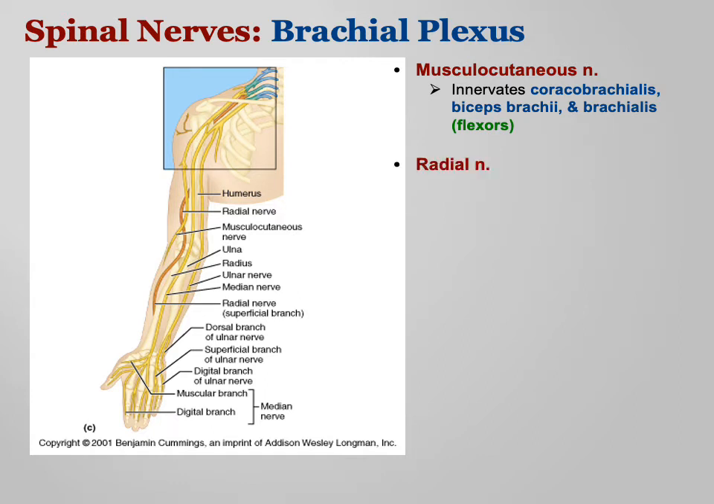Radial nerve, it starts way up high and goes all the way down to the lower arm. On practicals, I will only mark the radial nerve in the lower arm. That should make it easier for you. If I mark a nerve in the upper arm, it's got to be either axillary or musculocutaneous.